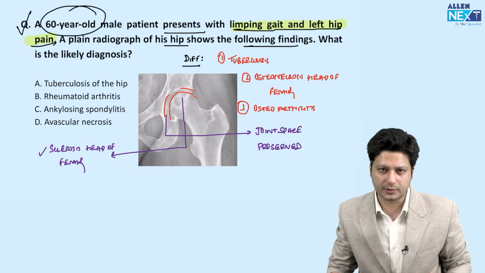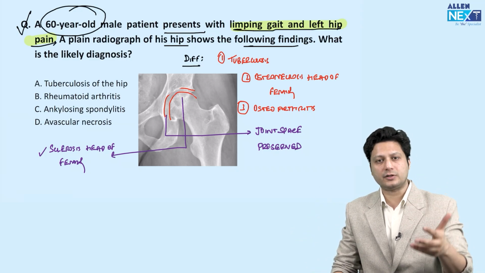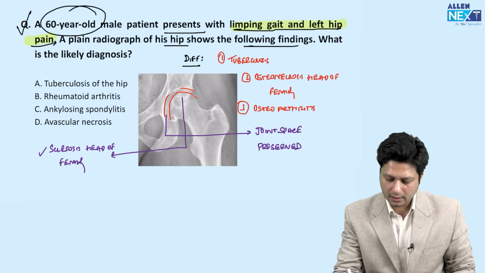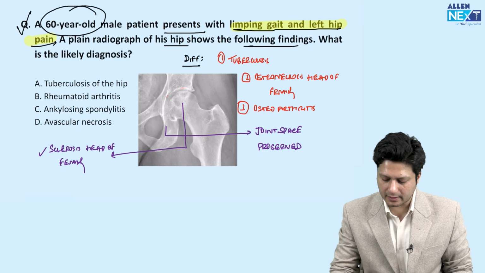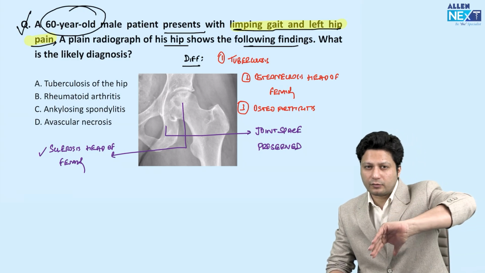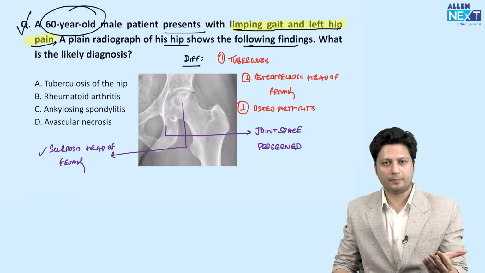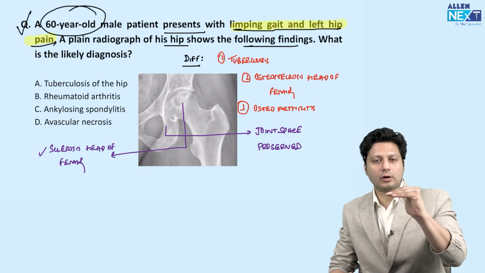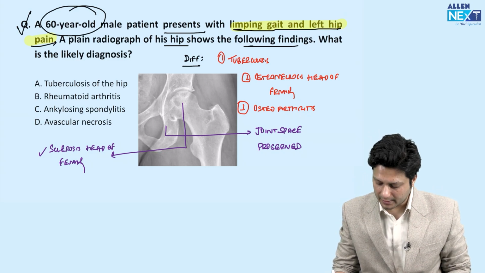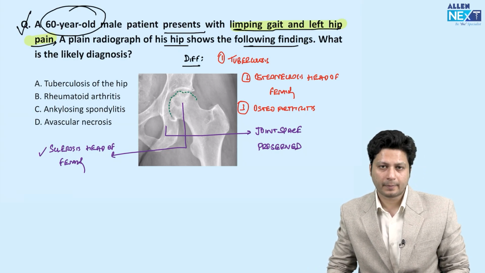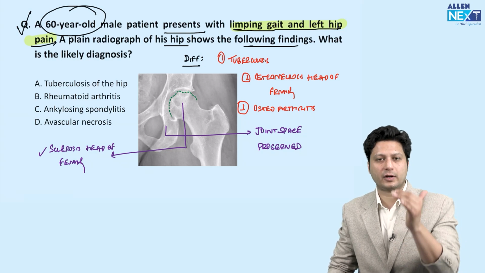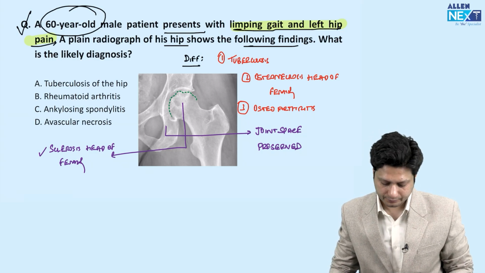and that increase in the density of the head of the femur is along with the loss of clear-cut sphericity in the head of the femur. As you can see, the head of the femur is not clear-cut spherical. There are irregularities in the head of the femur which are clearly evident in this particular question. If you look at the surface, there are irregularities in the head of the femur. So possibly we are looking at the X-ray of osteonecrosis of the head of the femur.